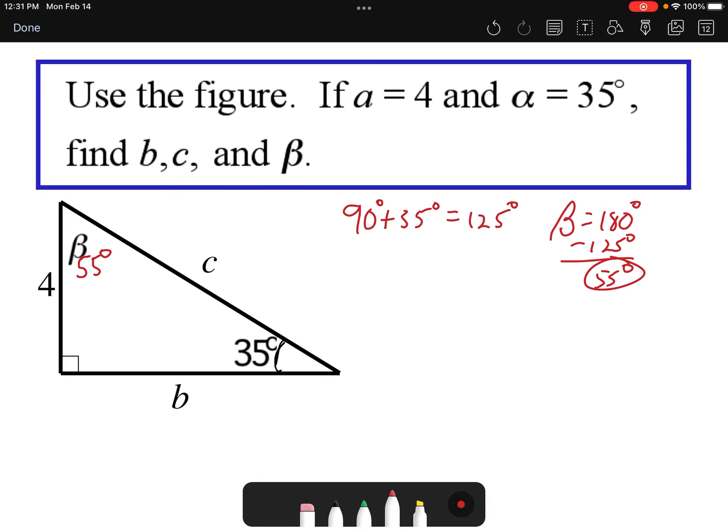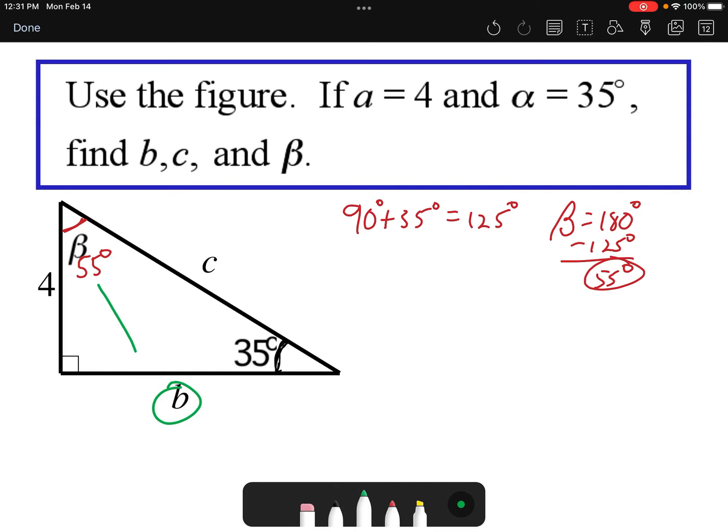Now we got to find b and c. Well, it's up to you how you want to find them. You can either use the 55-degree angle or the 35-degree angle. It's totally up to you. You can't use the 90, that will not work. And the next thing you got to ask yourself is, you have to use 4, obviously, but do you want to find b or do you want to find c? So it's up to you. Totally up to you. So first of all, I'm going to find b.